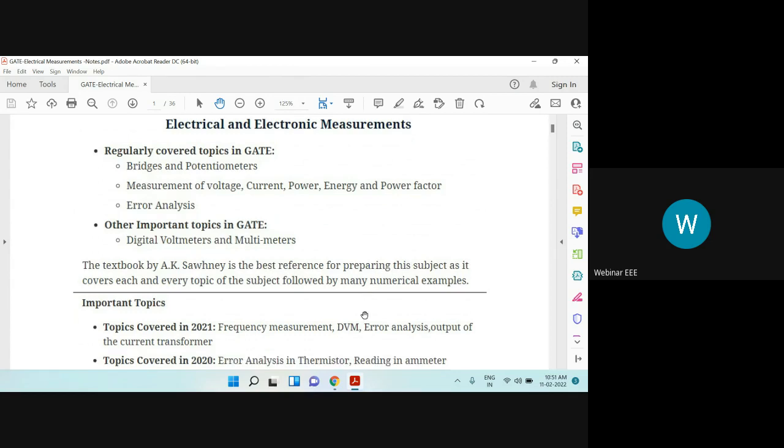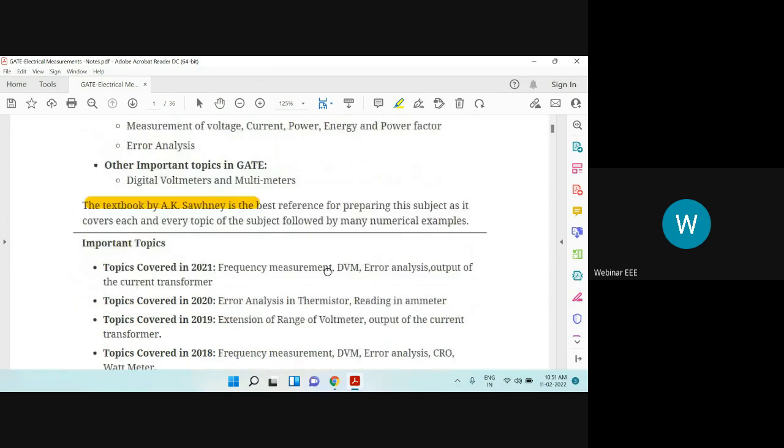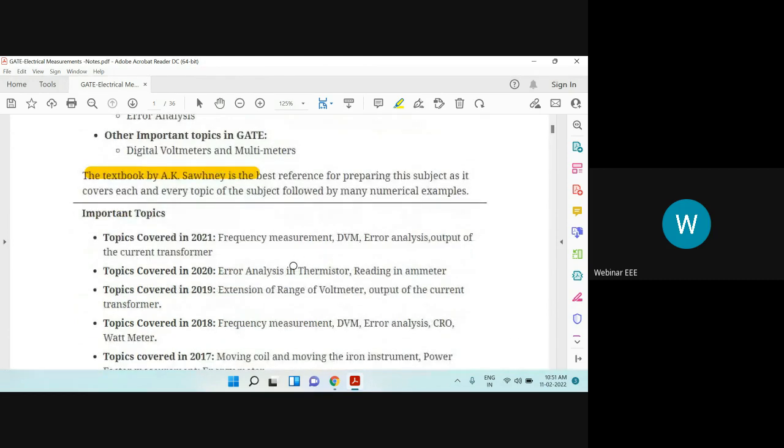The referred textbook for this is A.K. Sawhney. This is the basic textbook to be followed, and it has many examples, both in terms of theory and problems. Numerous examples are solved in this textbook.